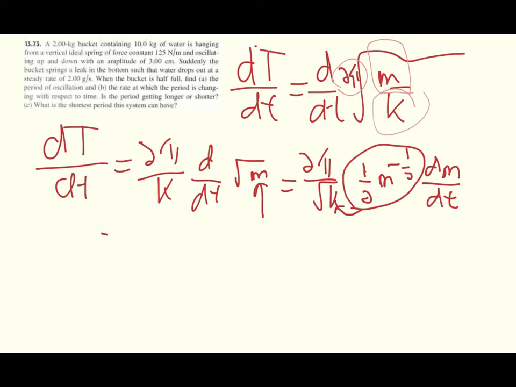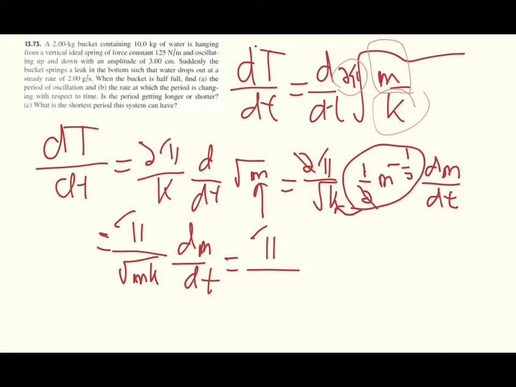So it's going to be equal to, and this is going to divide out with that, so we're left with pi over root mk times dm/dt, which seems like it'd be a problem, except for the fact that they already told you what that was. They told you it's 2 grams a second, and it is a negative change. So it's going to be just pi over the mass. Remember, the mass at the time is 7 kilograms. We figured that out earlier.